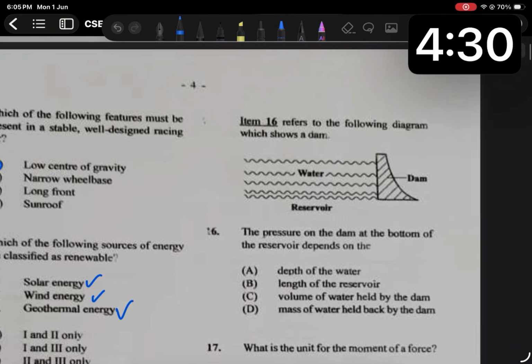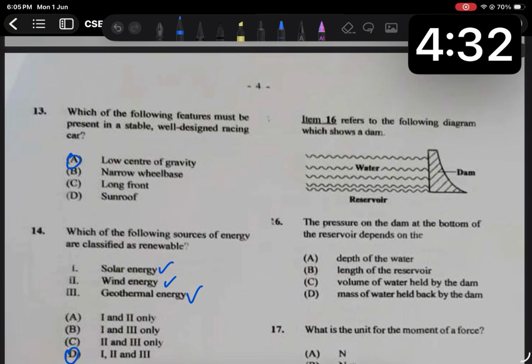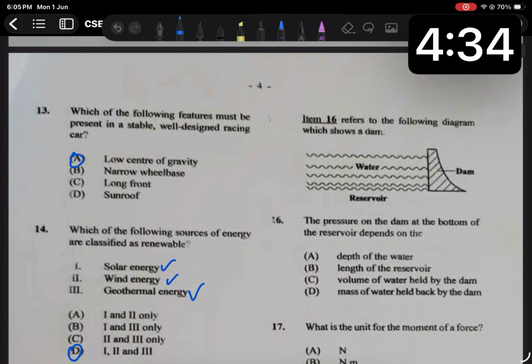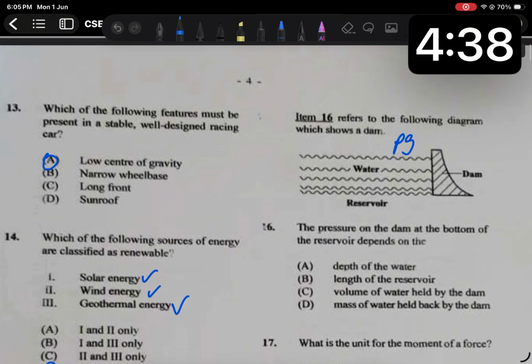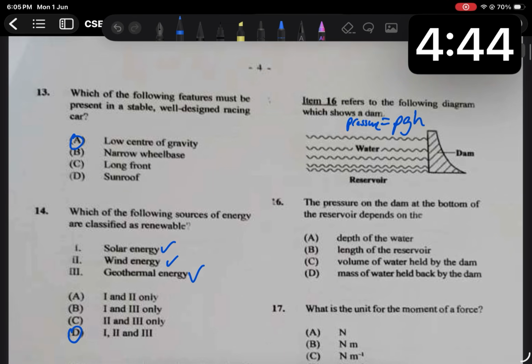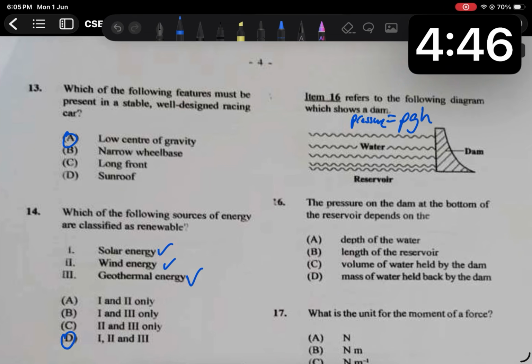Item 16 refers to the following diagram, which shows a dam. The pressure on the dam at the bottom of the reservoir depends on, the only thing that affects pressure is height. So this is the formula for pressure. Pressure is equal to rho g h, which is density by gravity by height. So the depth of the water.